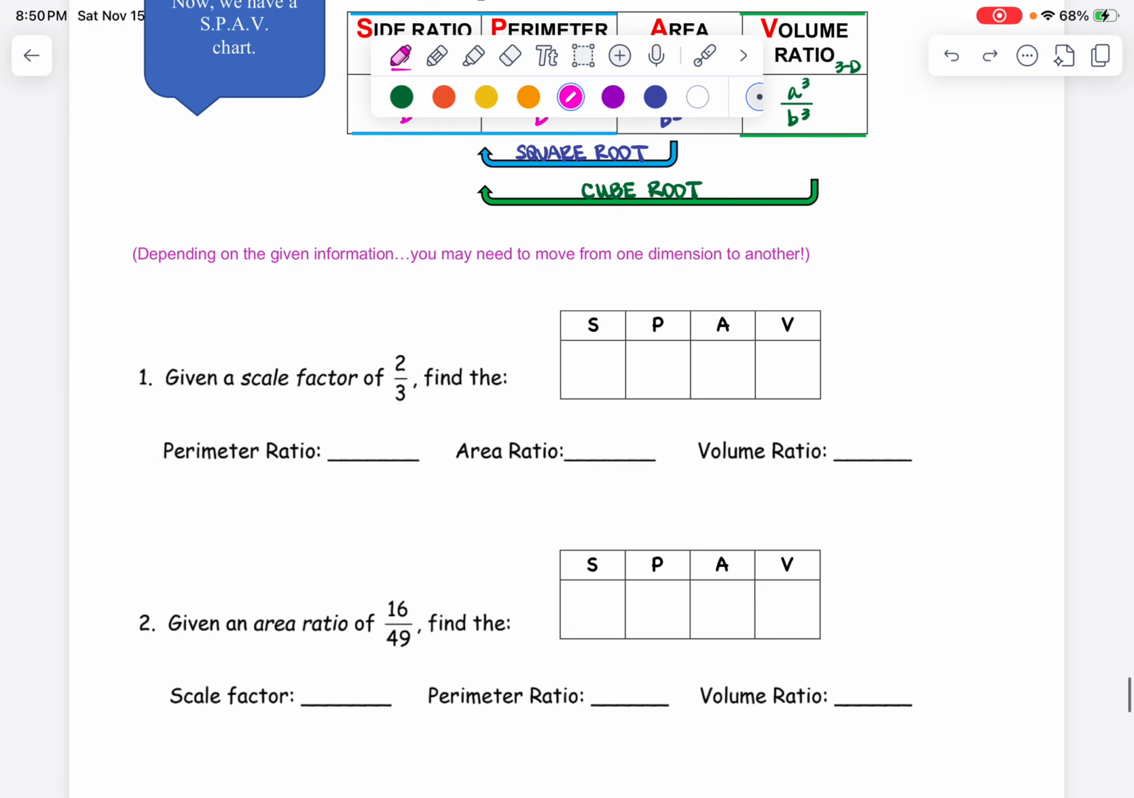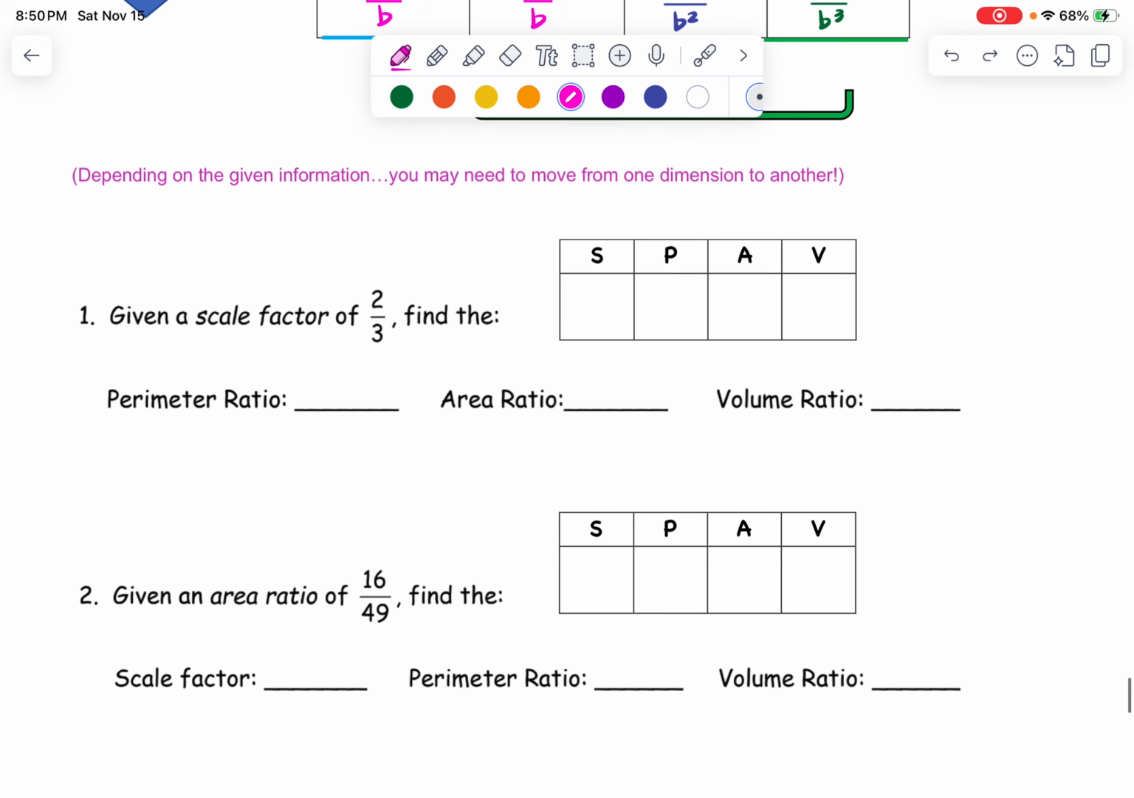All right, so we're just going to do some really quick SPAV charts. We don't even have to fill in the blanks necessarily, because the blanks are going to be in our SPAV charts. So here we go. Given a scale factor of 2/3. Scale factor is the same thing as side ratio, so then our perimeter ratio would be the same.